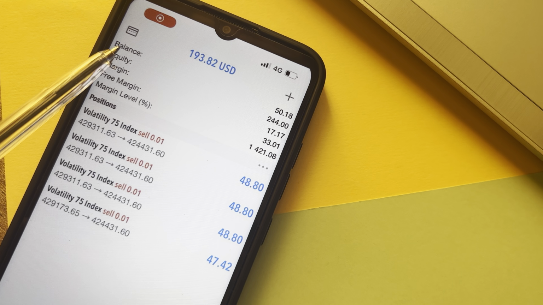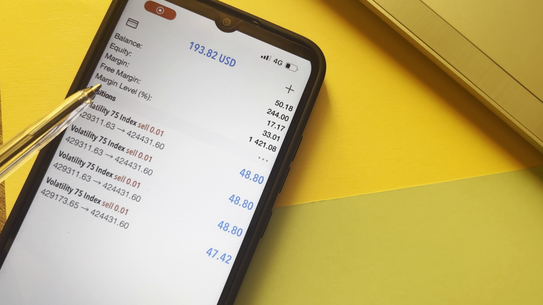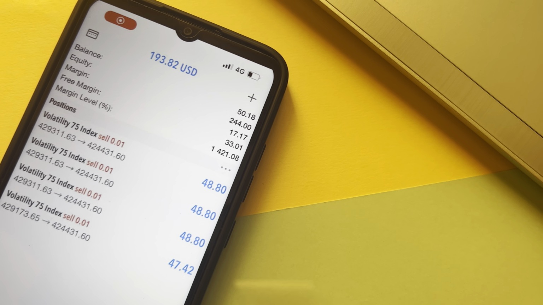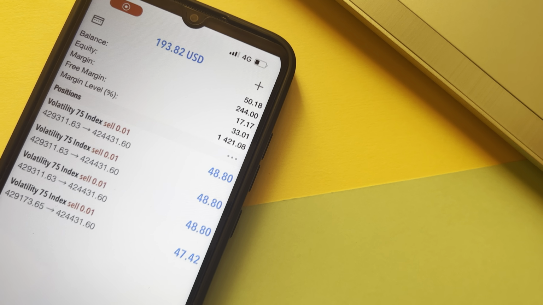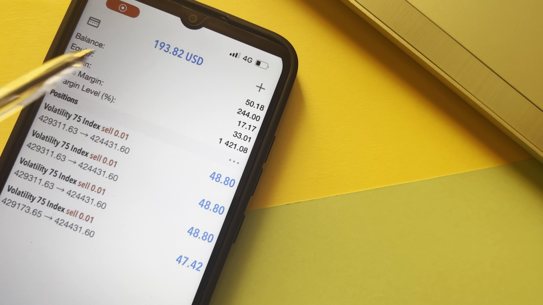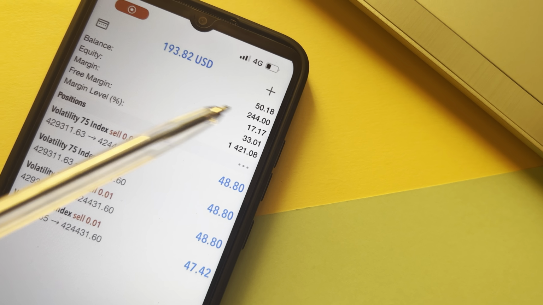Okay, let's understand balance. Let's understand equity. Let's understand margin. Let's understand free margin. Let's understand margin level. Simple, right? Balance is the money that you have. There's nothing that we can explain other than that. It's the money that you deposited. Equity is this balance plus this one, and then you get equity, right?